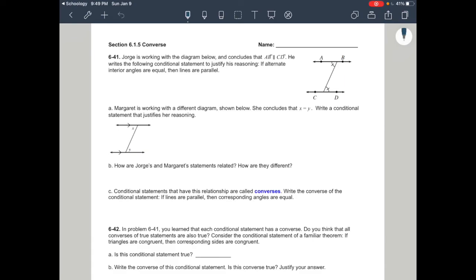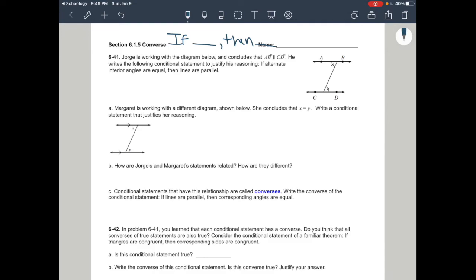So 6.41 says, George is working with the diagram below, it's actually to the right, and concludes that AB is parallel to CD. He writes the following conditional statement to justify his reasoning. Remember, a conditional statement is if something, then something. So whatever is in there, it doesn't matter as long as it's if, then. So the conditional statement is if alternate interior angles are equal, then lines are parallel.